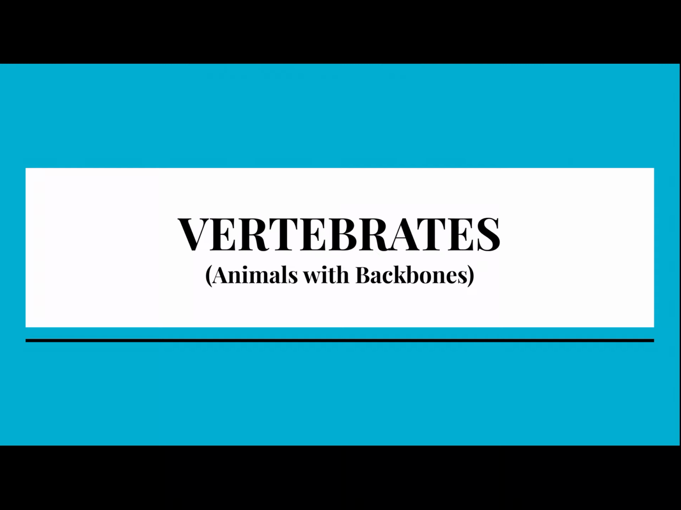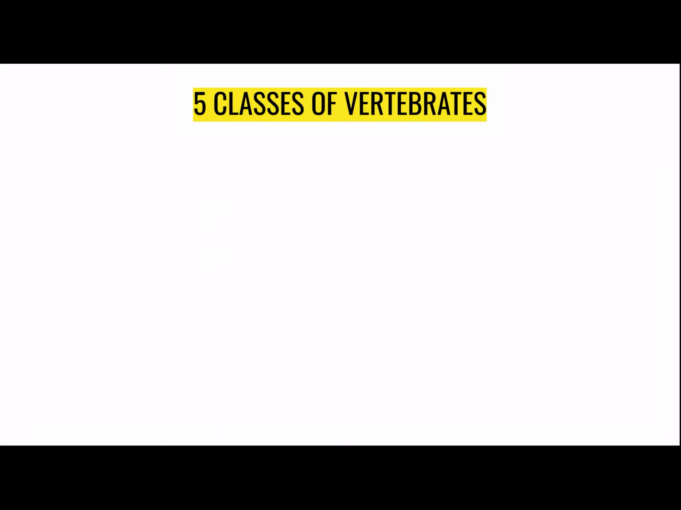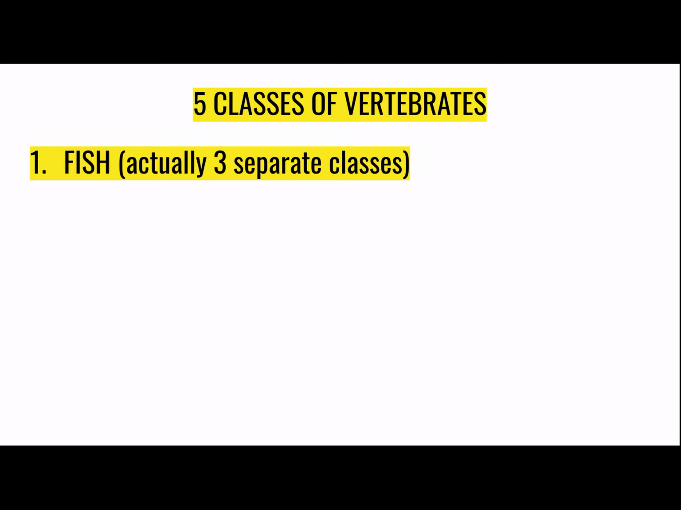Now, there are 5 major classes of vertebrates. Actually, it's 7 major classes of vertebrates. So we can say 5 groups of vertebrates. The first one is fish, and fish actually have 3 separate classes depending on the type of fish. But what makes a fish a fish? First of all, the 3 classes of fish share many of the exact same characteristics, so we're going to look at that first.